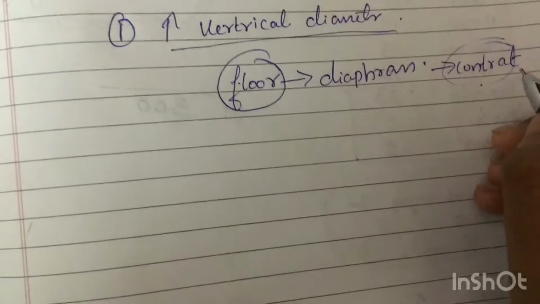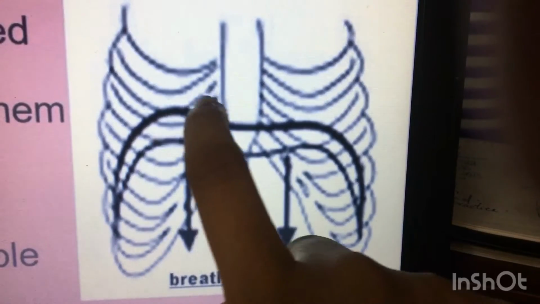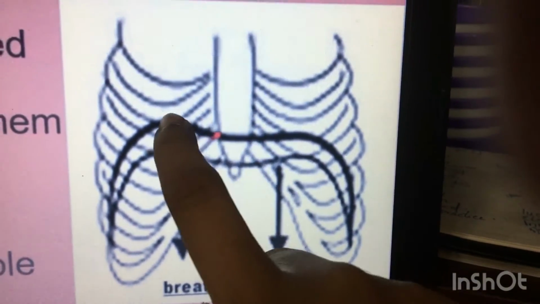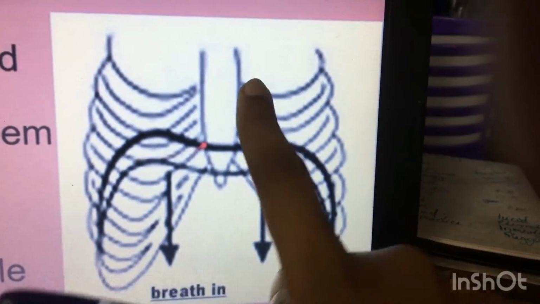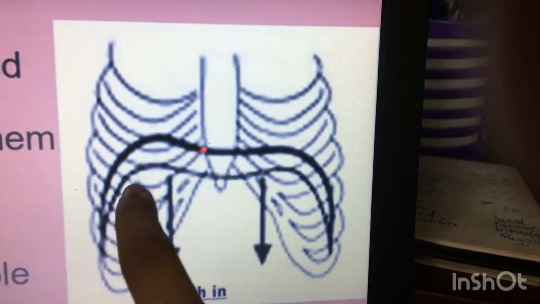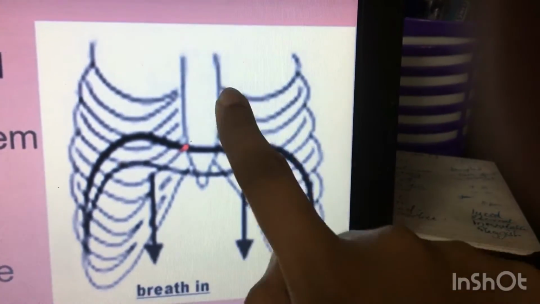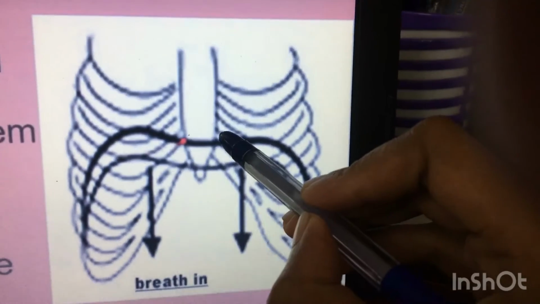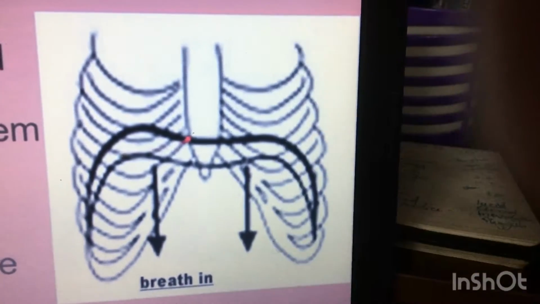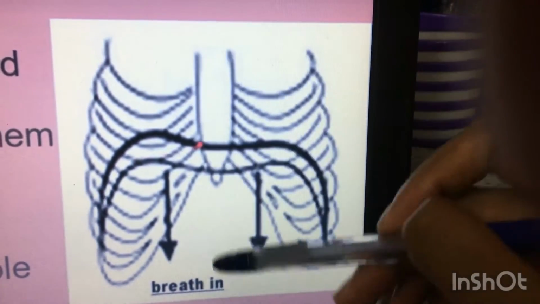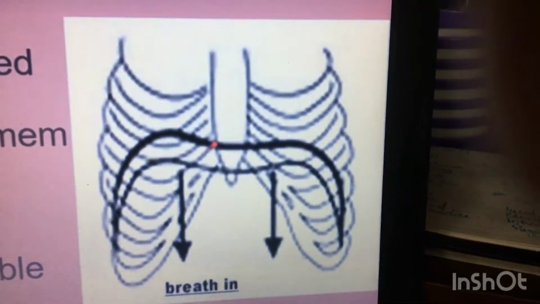The diameter will increase. So in this picture, this is the diaphragm. This is the normal position of the diaphragm, and when we inspire, the air will be inside our lungs. Then our diaphragm will contract and it will be in this position. So what happened? The volume of the cavity will increase, because at first the diaphragm was here, then it moved towards here. So we get more space. So the volume increases. So for the vertical direction, we can increase it by the descent of the floor of the diaphragm.